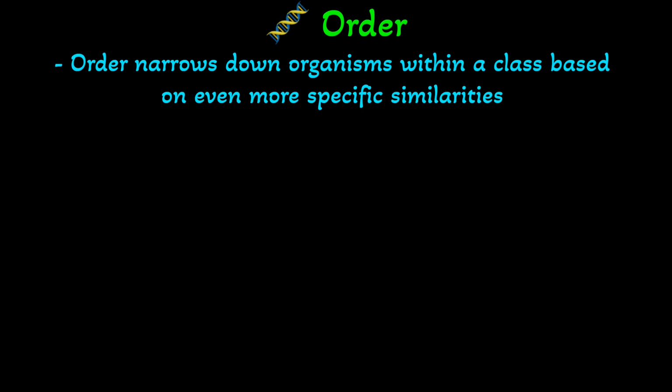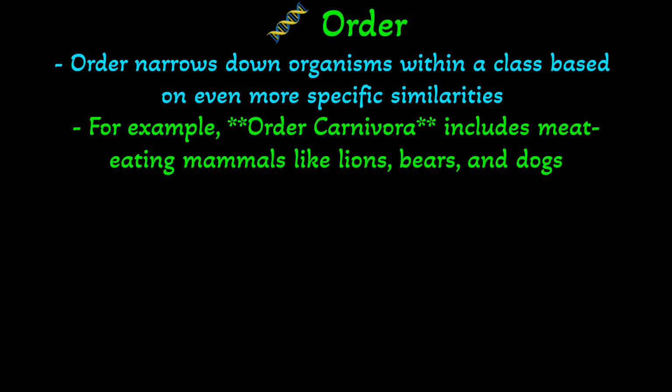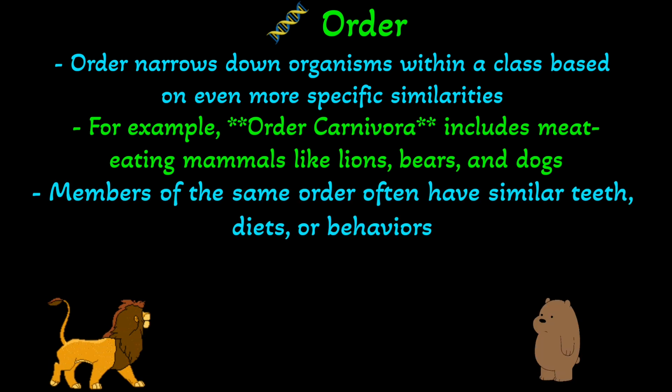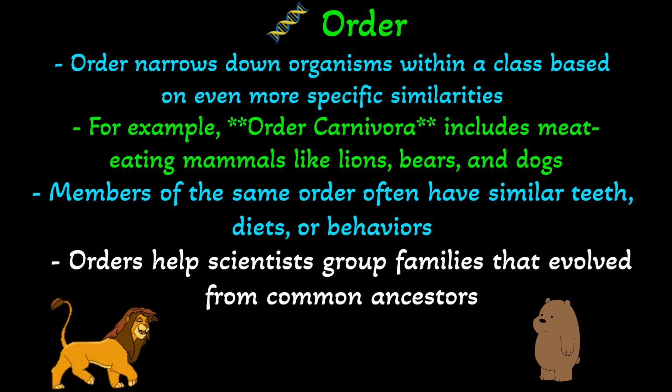The order will narrow down the organisms within a class based on even more specific similarities. For example, the order Carnivora will include the meat-eating mammals. The meat-eating animals examples are lion, bears and deer. The members of the same order will often have similar diets or behavior. Their teeth can be similar also. The order will help scientists group families that evolved from a common ancestor. So this is all for the order.